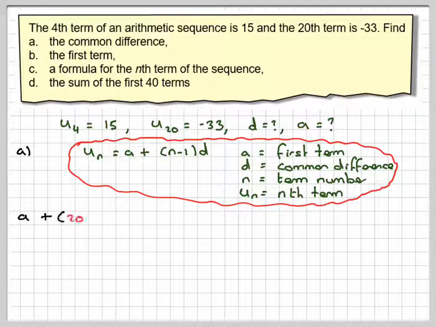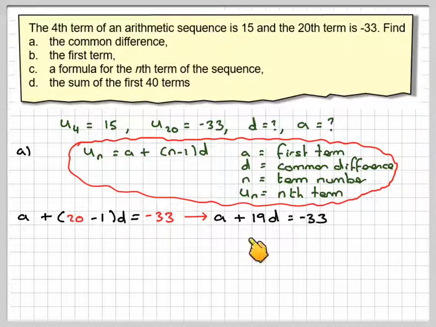Right, so for the 20th term, I'm going to do that first. We know that a plus n, which is 20 in that case, minus 1 times d is equal to minus 33. You just need to make sure you substitute in the right number. This is n, this is U20. So we're using this formula. We should simplify that a little bit because 20 minus 1 is 19. So we've got a plus 19d is minus 33.